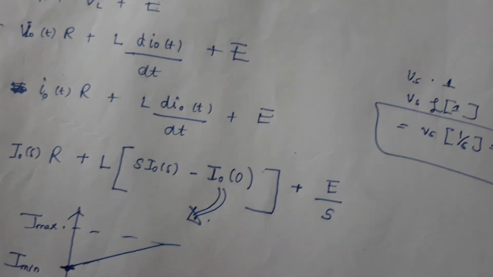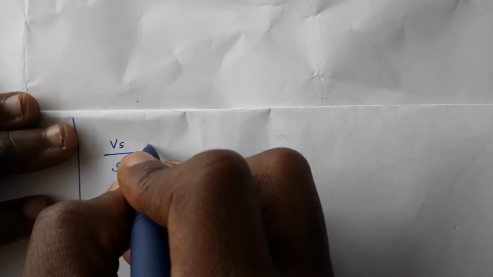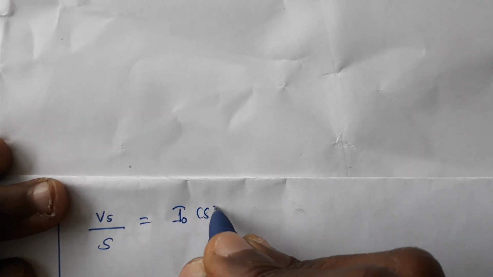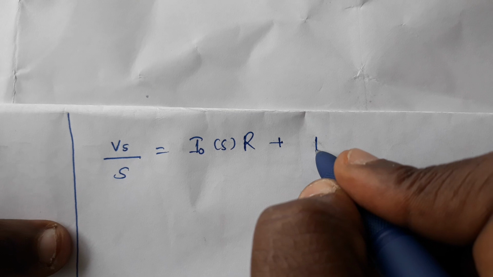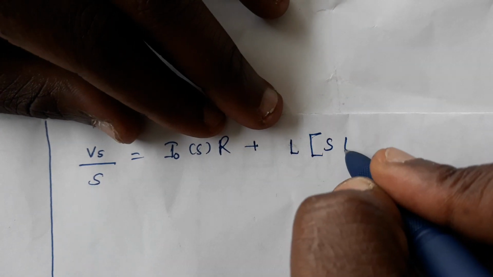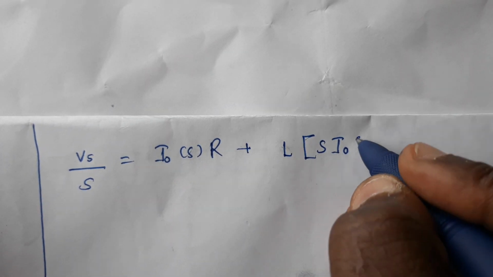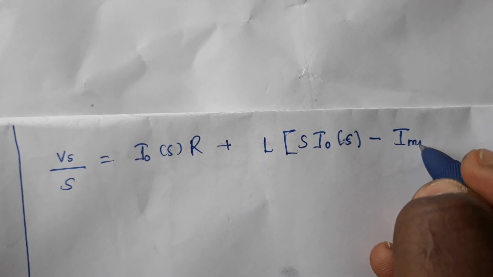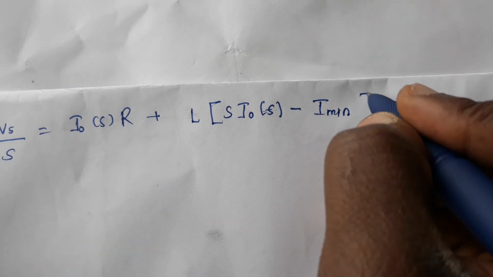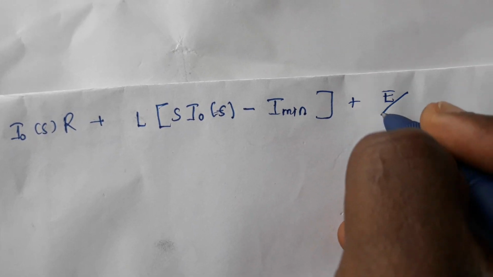Therefore, this expression simply becomes Vs over S equals I_out in S domain times R plus L times S I_out in S domain minus I min, plus E over S.